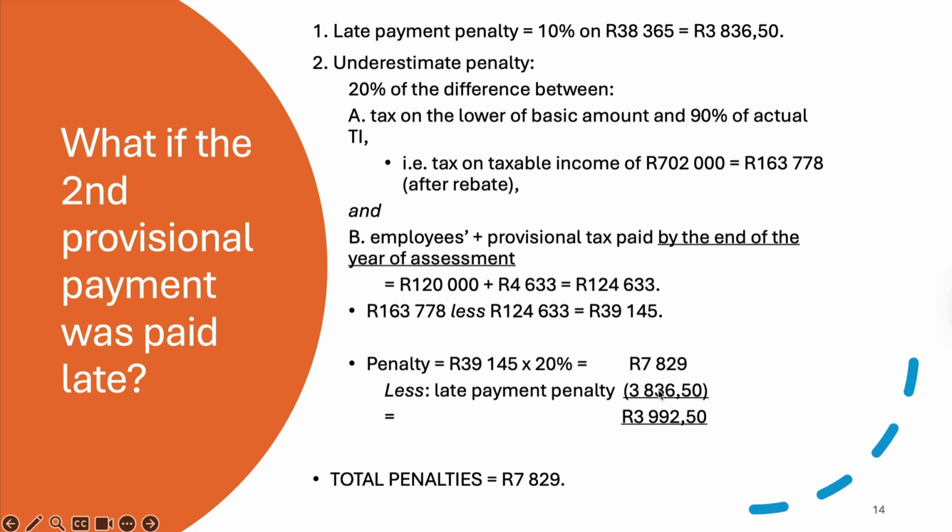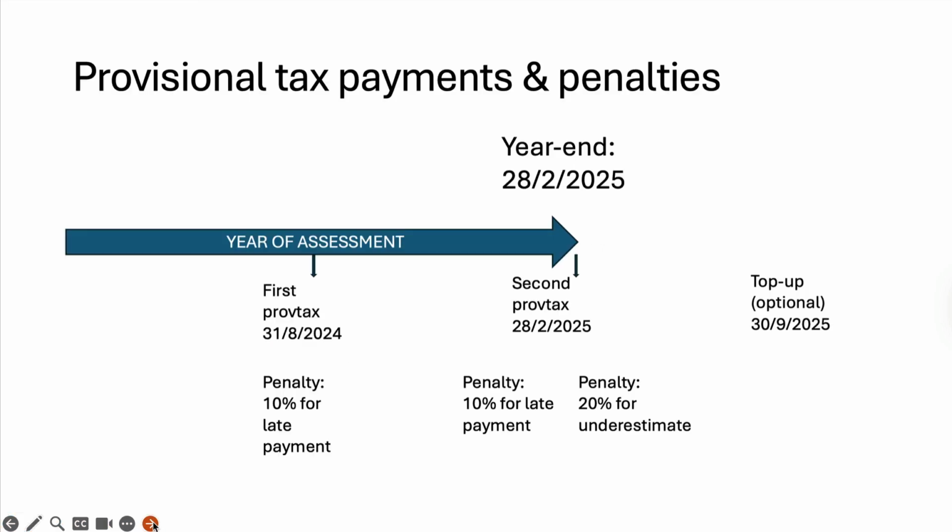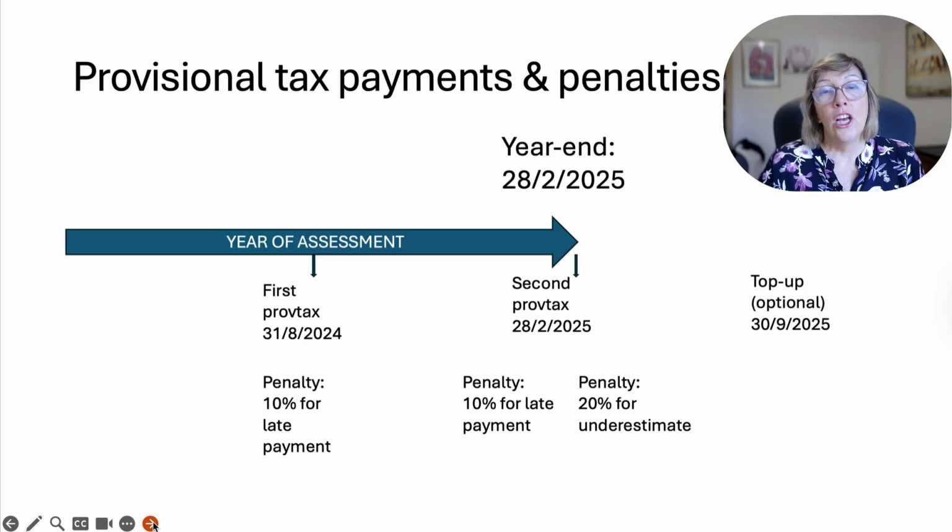7,829 Rand. Now, I did mention earlier that if you have a late payment penalty and an underestimate penalty on the same provisional payment, then I reduce my underestimate penalty by the amount of my late payment penalty. So I take that off over here. It leaves my underestimate penalty as 3992.5, but I still have my late payment penalty as well. So actually my total penalties on that second provisional payment, late payment penalty and the underestimate penalty, is 7,829 Rand. Now, that's because you've made the payment late, you've ended up with a lot more penalty than if you had at least made the payment on time, but you ended up with an underestimate.